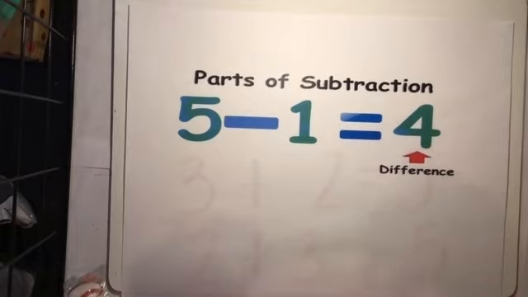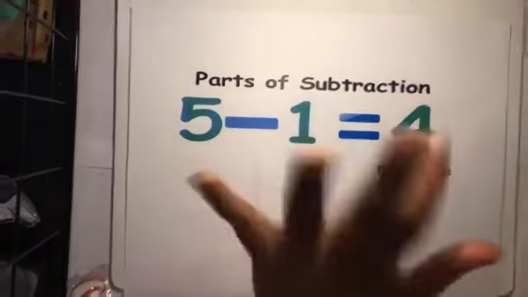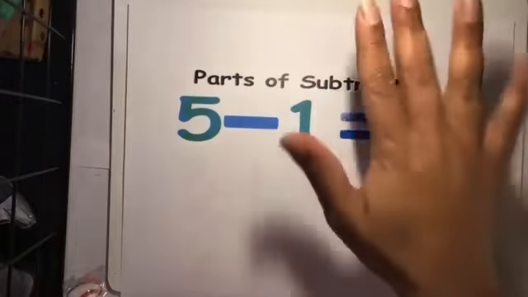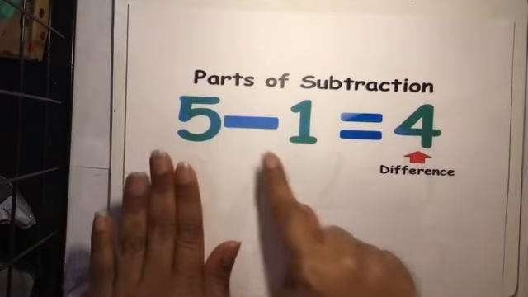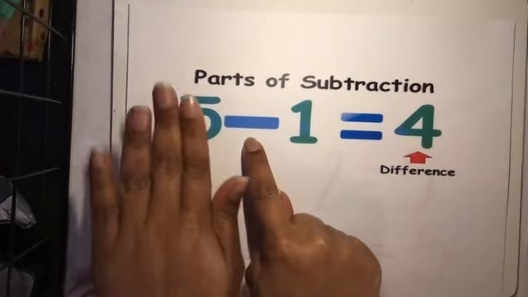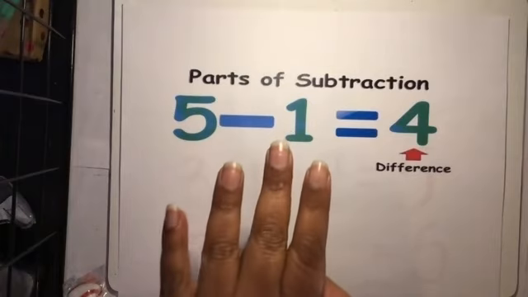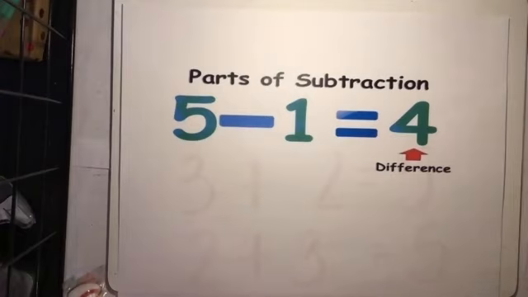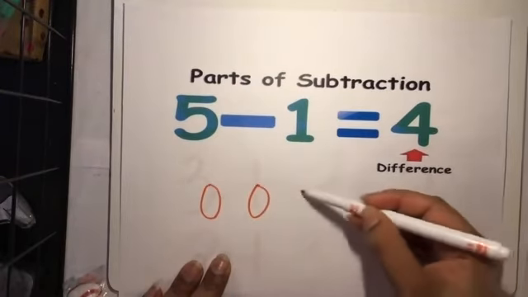I can even use the best tool that I have with me every day. I can use my fingers. So here's 5. I have 5 fingers in this hand, 5 fingers in this hand. I can take away. I'm going to take away or subtract whenever I see that sign. So I'm going to take away 1. Now I have 4 left. 4 is my difference. So remember, I can also draw circles to represent it.